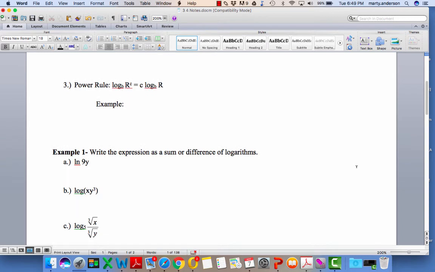Next, power rule is the best rule. You can really see where the power rule comes from when we're talking about repeated addition, which turns into multiplication. It says here we can take this exponent c and swing it out front. So for example, if I have the log base 4 of x to the third, I will be allowed to swing the 3 out front and make it into 3 log base 4 of x.